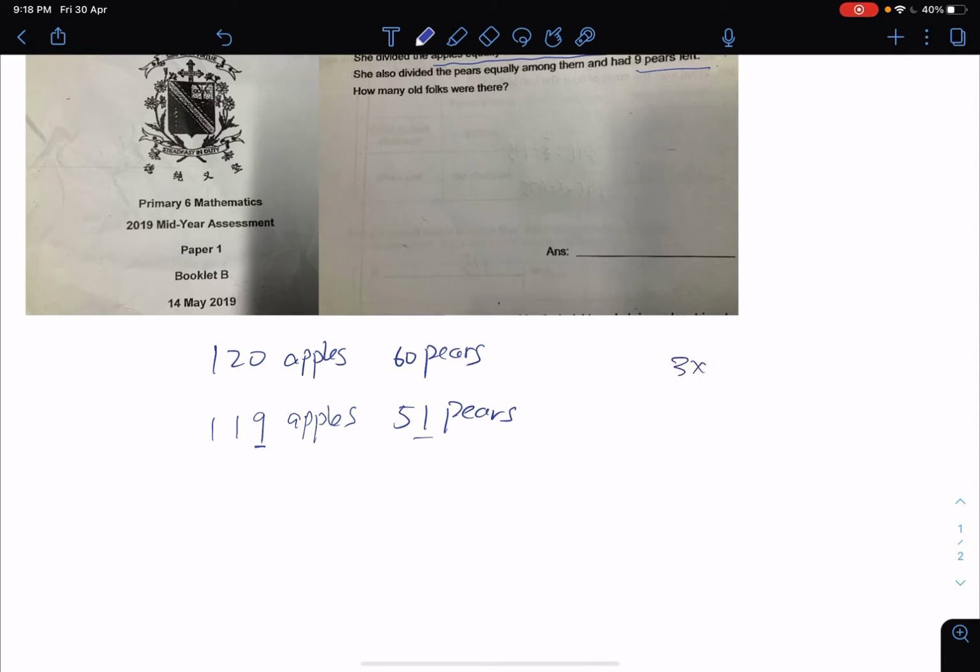Okay, 3 times 7 equals to 21, right? Then 7 times 7 equals to 49. Okay, so this one will be 17 times 7 equals to 49. And this is 9 times 51 divided by 7.